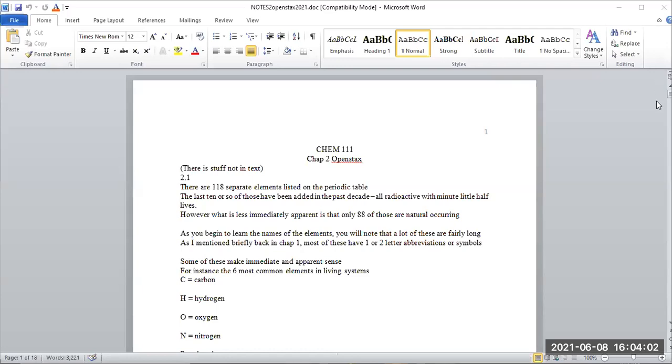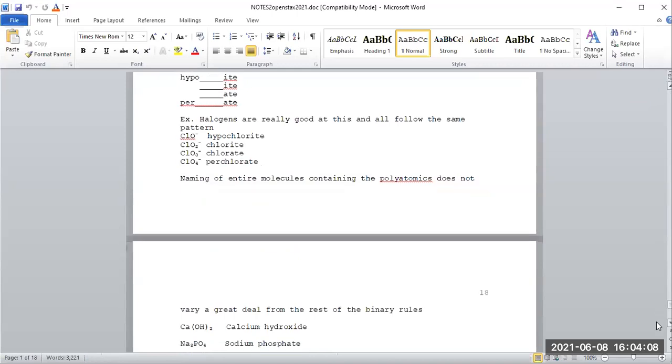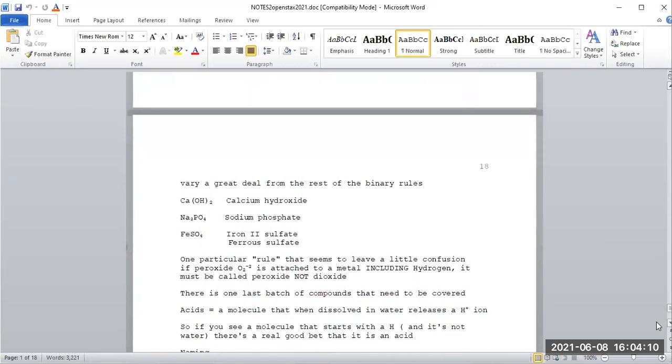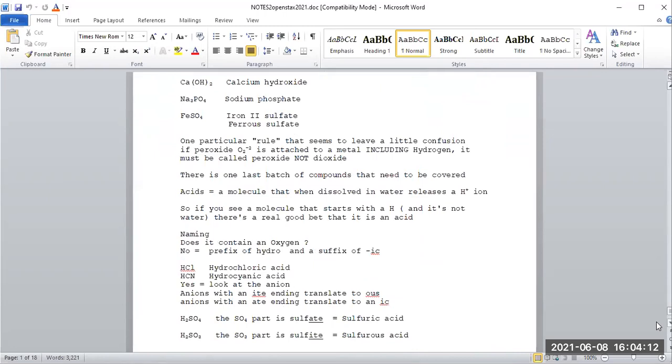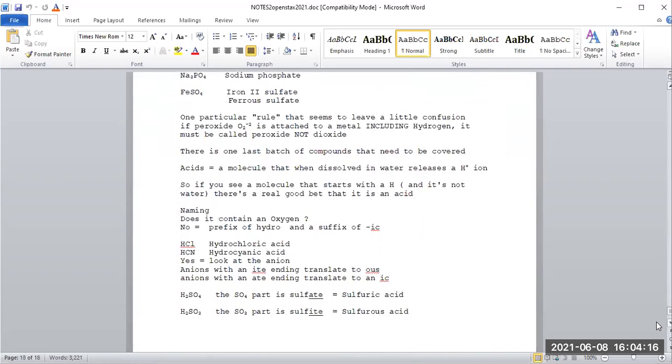See if my screen share cooperates. We are at the very end of the chapter. The part that we did not get to last week was the part about the acids.